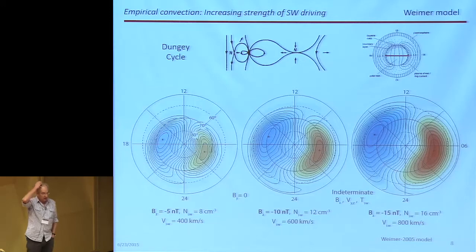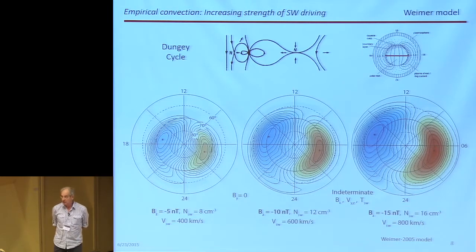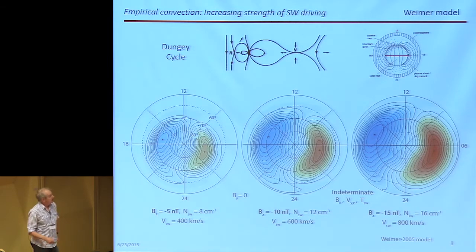Okay, so I'd like to show some plots that are probably familiar to almost everybody in this audience. These plots are from the Weimer 2005 model, which you can go find at CCMC and generate them with abandon. These three plots here are done for progressively more intense driving, -5 nanotesla, -10, -15, and correspondingly larger solar wind velocity and density. And so, given that it's due south statistically, you might expect that for the Dungey cycle the pattern would look like this, and it does, roughly speaking, but it's got some differences.